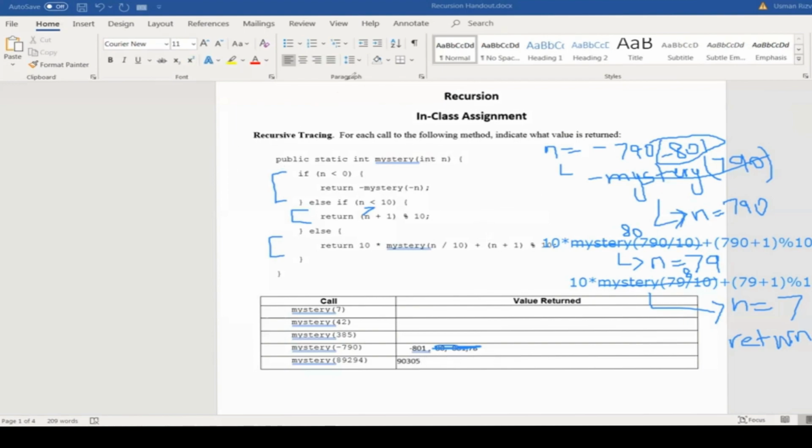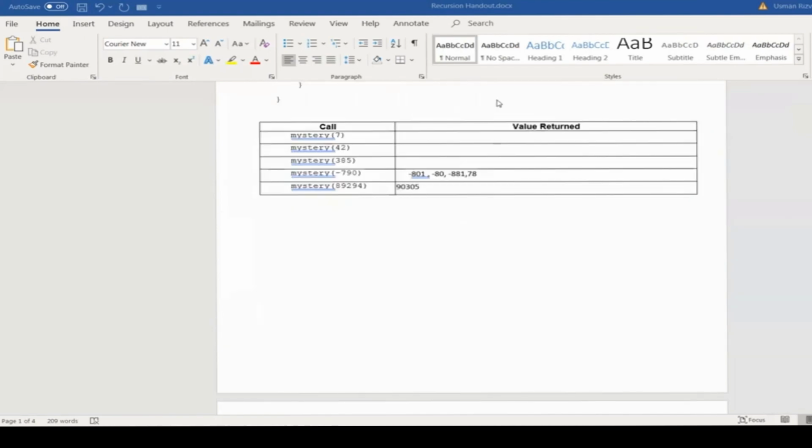I'll go ahead and get you started on the next one, and then you can finish it off in the breakout. So I'm going to clear everything, close and restart it.